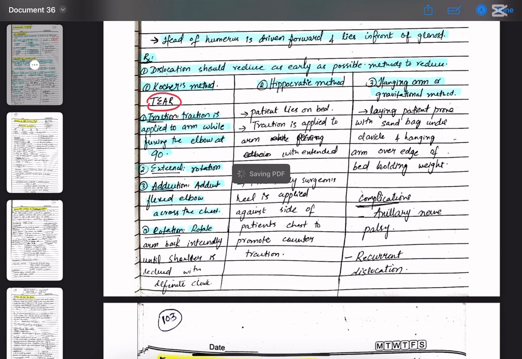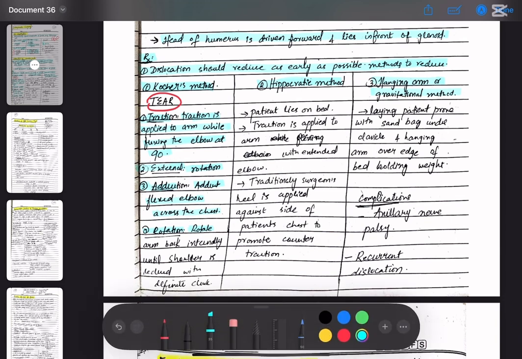What you have done, you have applied the Kocher's method to the dislocated joint. First of all, you have done the traction, then the external rotation, then the adduction, and then you have done the rotation. So these are the main steps for the management of the dislocated shoulder. Traction is applied to arm while flexing the elbow to 90. External rotation, then adduction, that is adduct flexed elbow across the chest, and then rotation, rotate arm back internally until shoulder is reduced with definite clunk.